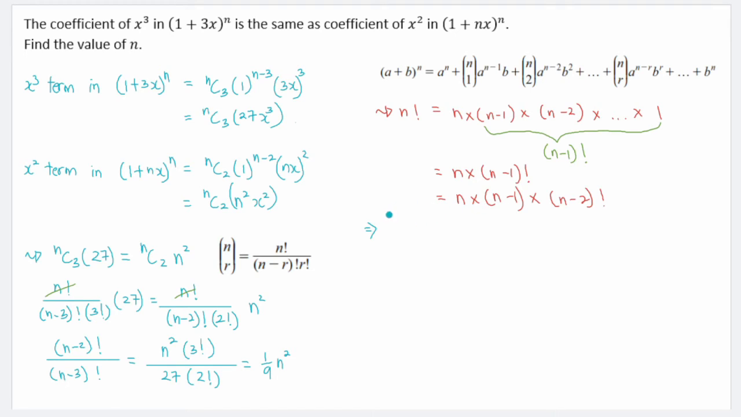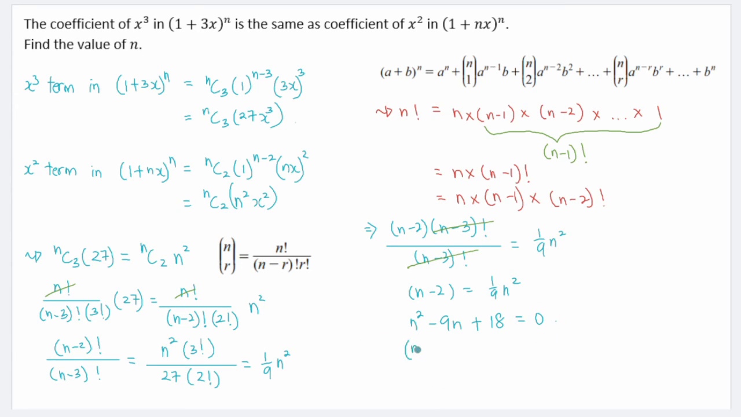With these properties, we can rewrite our (n minus 2) factorial as (n minus 2) multiplied by (n minus 3) factorial, divided by (n minus 3) factorial, and that will equal 1 over 9n squared. And now we can easily cancel the (n minus 3) factorial terms. Continuing to simplify, we get n minus 2 equals 1 over 9 n squared, or rearranging everything will give us n squared minus 9n plus 18 equals 0.